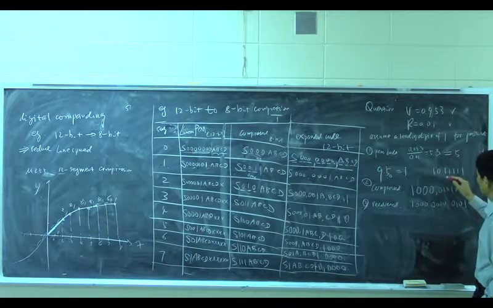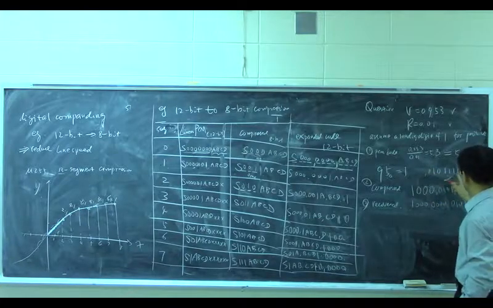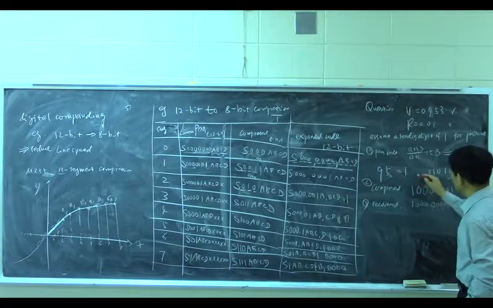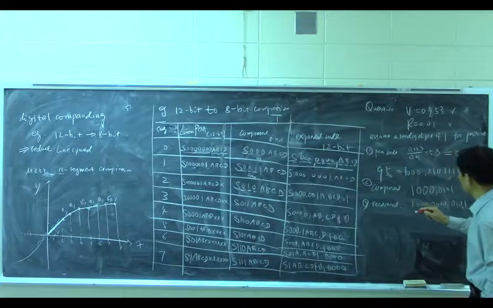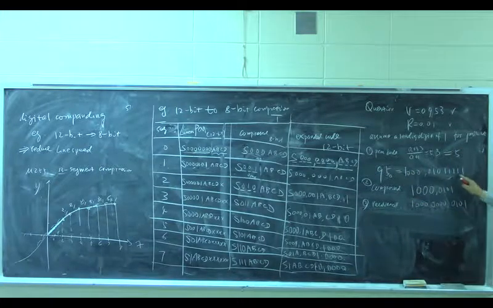1 2 3 4 here. 1 2 3 4, 1 2 3 4. Like this, right? 1 2 3 4 5 ones. You said 1 2 3 4, 1 2 3 4, 1 2 3 4. So that is the original PCM binary.